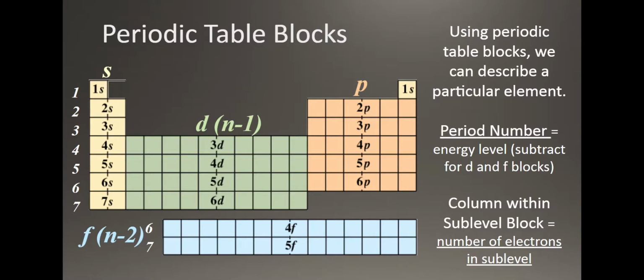One way that we get started with this is by dividing the periodic table up into what we call blocks. We have the S block, which is the first two columns. The transition metals are the D block. The last six columns are the P block, except for helium, and then the lanthanides and actinides are the F block. The period number tells us the energy level that we are in, except note, for the D block we subtract 1, and for the F block we subtract 2 to get the energy level. And then the column within the sublevel block tells us the number of electrons in the sublevel, which would be like the arrows in orbital diagrams.